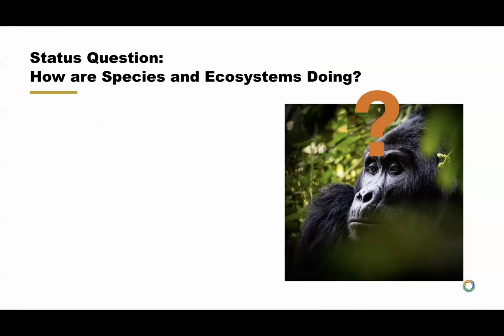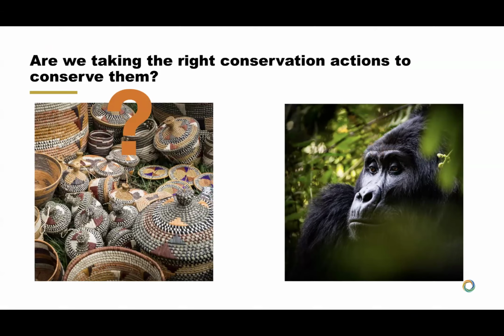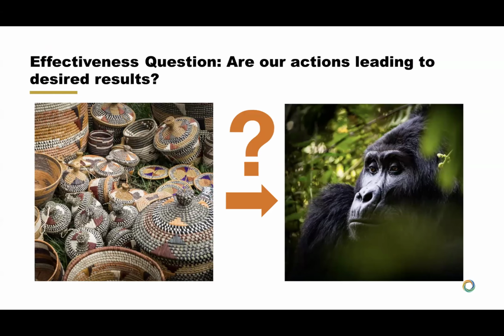There are really two types of questions that teams are grappling with when they're doing conservation. First, status questions, really how are species and ecosystems doing, and are we taking the right conservation actions to conserve them? So those are status questions. And then effectiveness questions. Are our actions leading to desired results? So this is the information we need in order to do conservation better.